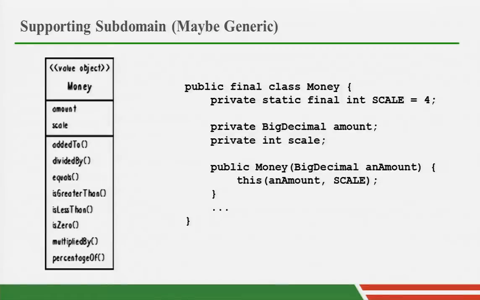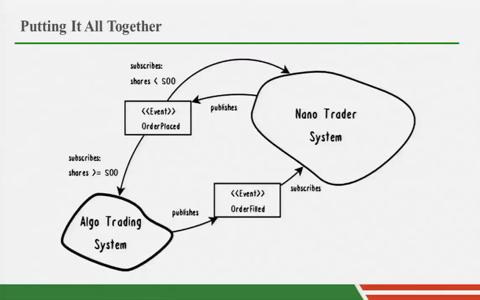We also have this supporting, or maybe even generic, subdomain called money. Money was using just a raw big decimal throughout the domain before, but all of these interesting calculations were being lost in the procedural code. So we created simply a money value object that did all these calculations for us, like add to, divide by, is greater than, and so forth. That way we can hide all the details about big decimal and make the calculations actually make sense from a monetary standpoint. So this is what we ended up with.